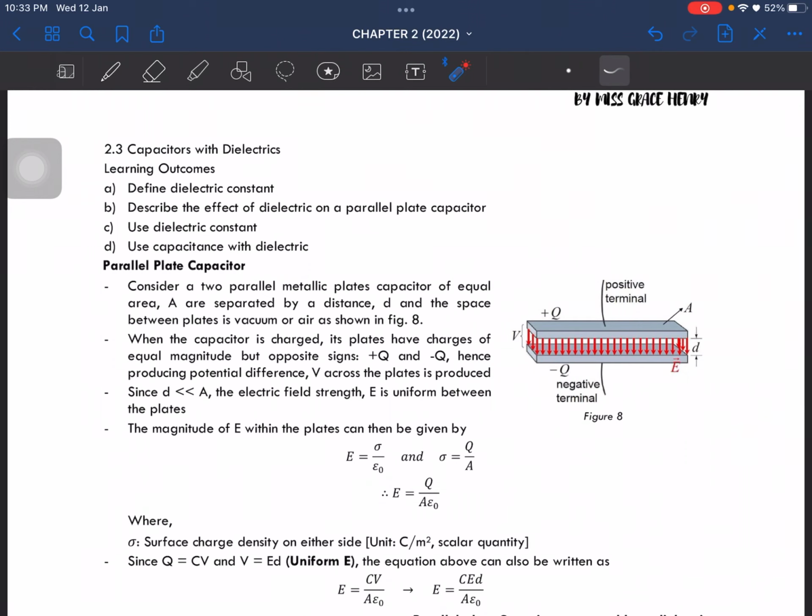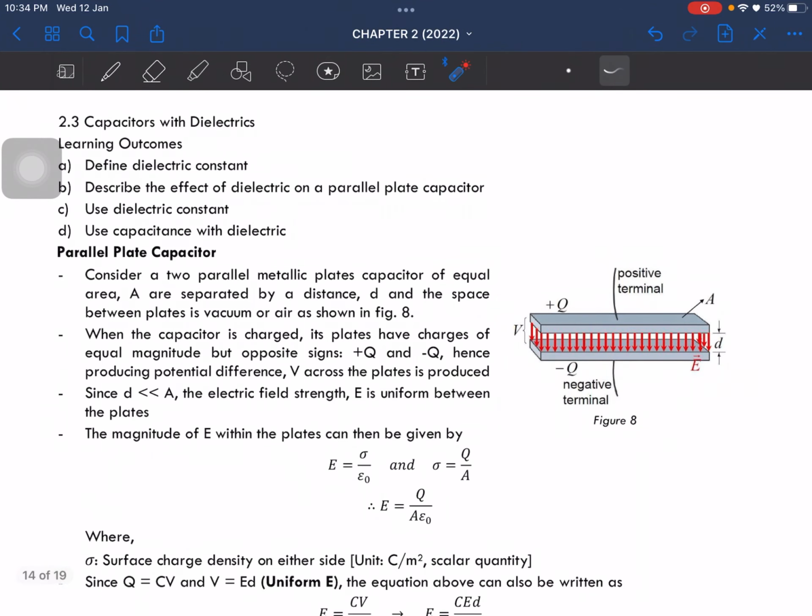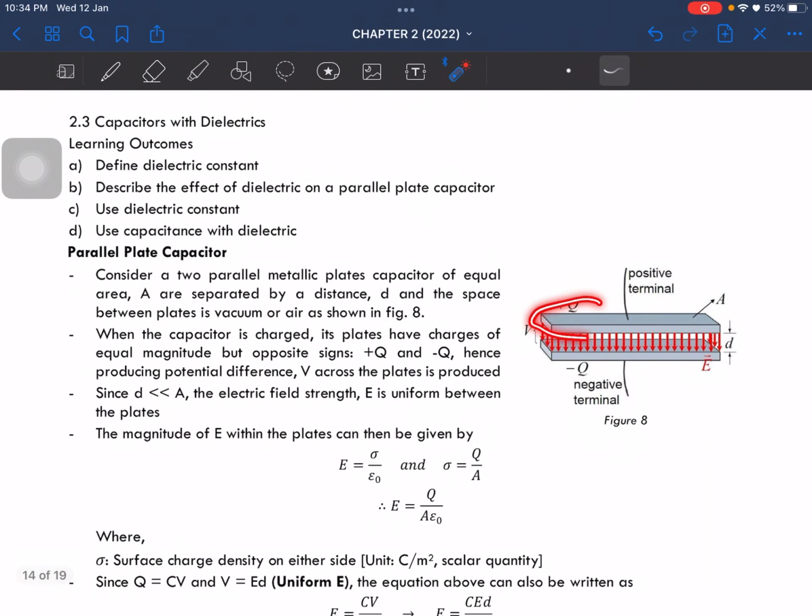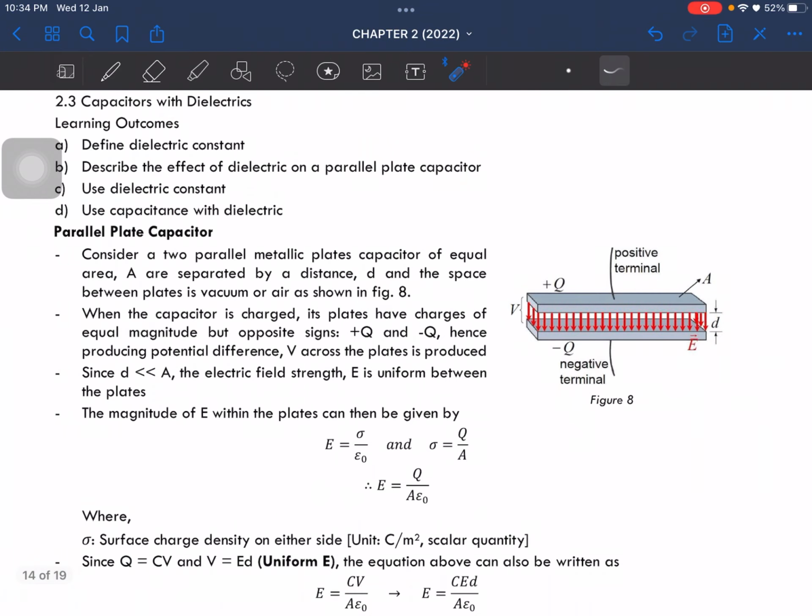Okay, so this is a parallel plate capacitor. Let's consider these metallic plates. They have equal area and are separated by a distance d, and the space between the plates is either vacuum or air. When the capacitor is charged, the plates will have charges of equal magnitude but opposite sign. If this plate is positive, the opposite plate will be the negative terminal. Due to these different terminals, it produces a potential difference across the plates.